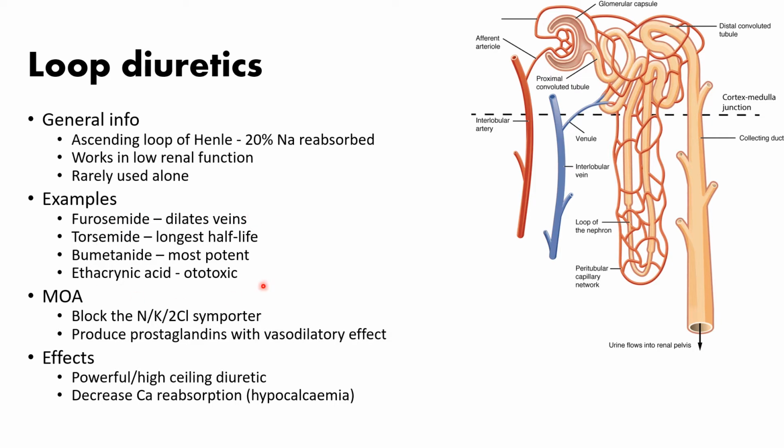Torsemide is another example of a loop diuretic. Among all of them, it has the longest half-life. So that might be an MCQ question, I don't know. Just remember, torsemide has the longest half-life of all the loop diuretics. We have bumetanide as well, which is the most potent loop diuretic, and it has fewer adverse effects compared to furosemide.